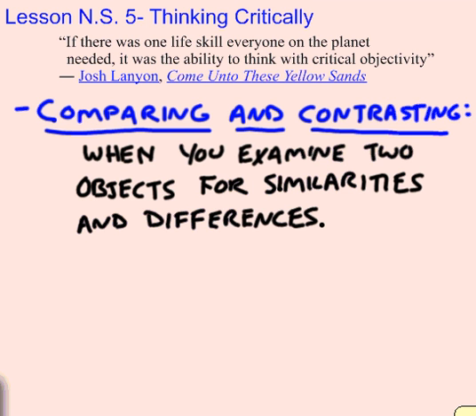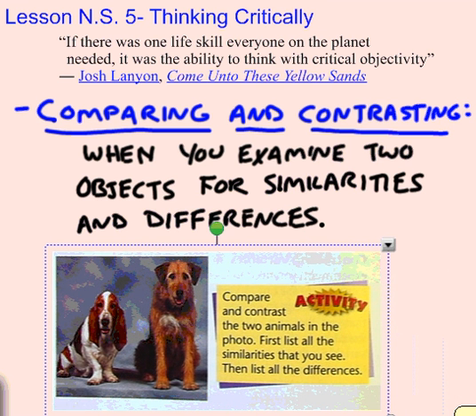Here's a quick little activity to kind of bring the point home. Here we're going to compare and contrast the two animals in the photo. First, we would list all the similarities that you see. They both have their mouths open. They both have fur. They both have ears and eyes. They're looking at us. They both have paws with nails. All the different characteristics that make them both dogs.